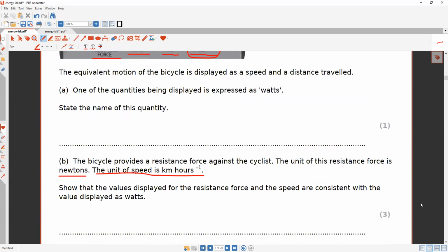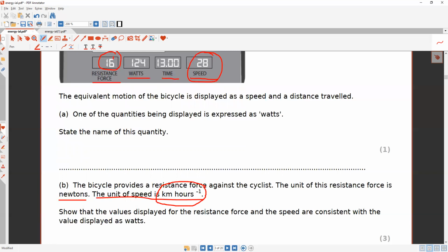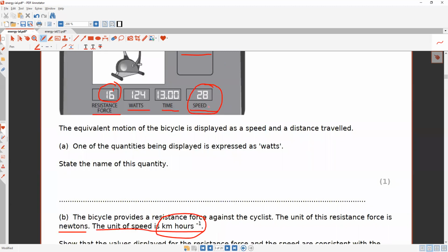Force into speed. Okay, convert kilometer per hour to meter per second. Take 28 kilometer per hour, convert it to meter per second, then multiply it by 16 Newton, because force into velocity is power. Do that and let me know whether you're getting the answer. Kainat, you told me that you have doubts. Remember that question.